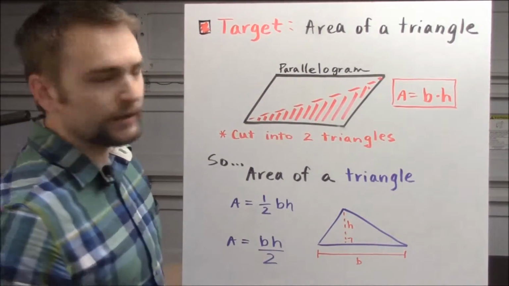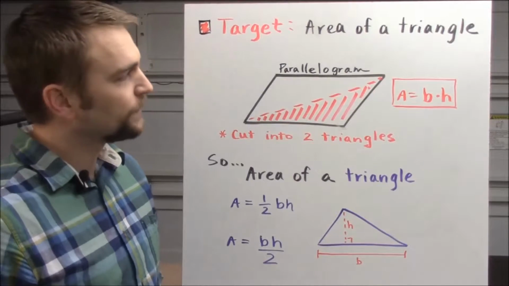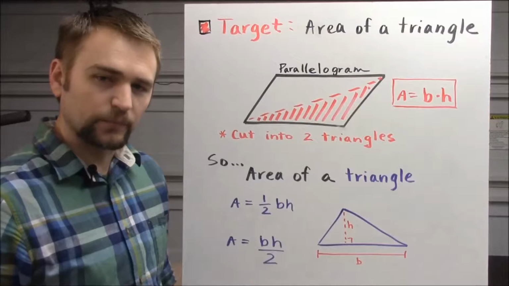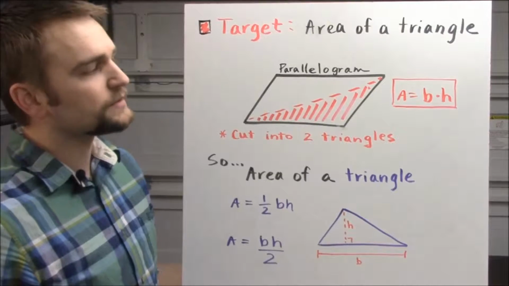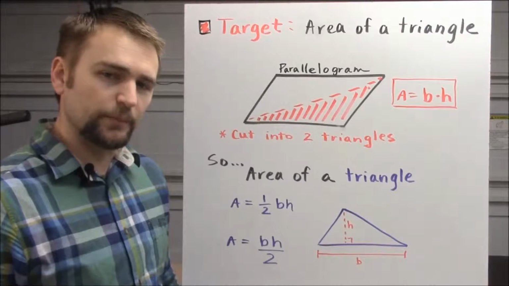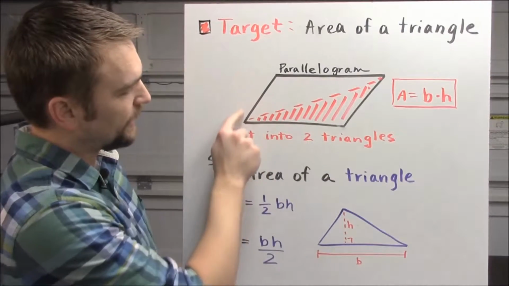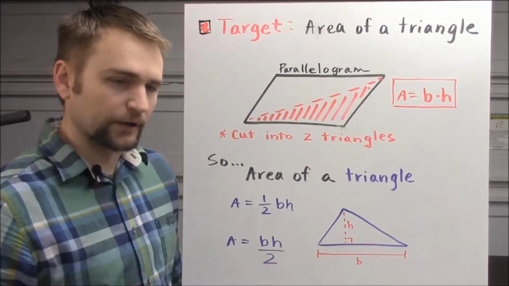So our target for today is finding the area of a triangle. And in our last video, we talked about the area of a parallelogram. And we discovered that the area is equal to the base times the height. So if we have our base, we multiply it by the height, we will find the area.